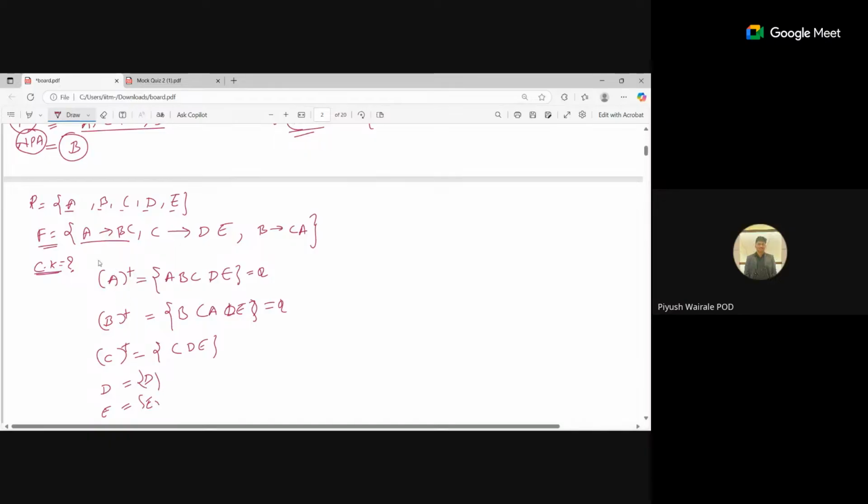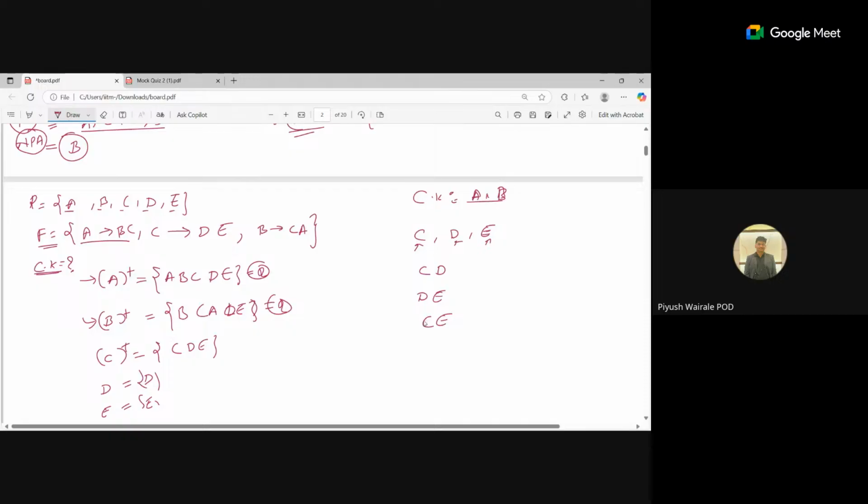So here we know that for A and B, after taking closure, we are getting all the attributes. So the candidate keys will be A and B. But we have to check for other combinations as well. We are left with C, D, E. We have just checked the individual closures here, not the combinations, right? So then we have to check the closure of C, D, D, E, and C, E here.